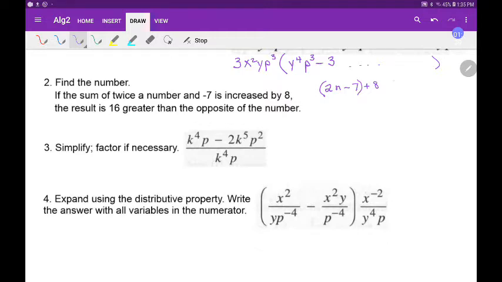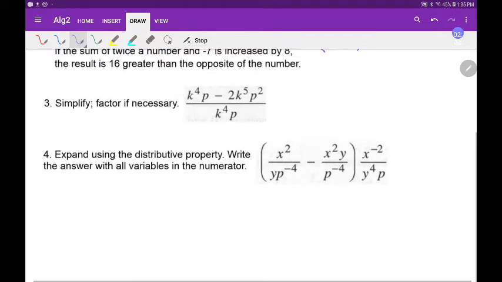The result is 16 greater. Well, I don't want it to be greater. The result that I just did is 16 greater, so I'm going to subtract 16 so it's not. 16 greater than, now I can say equal to, the opposite of the number. That just means negative n. That's what the opposite of the number means. And then you can solve for n.